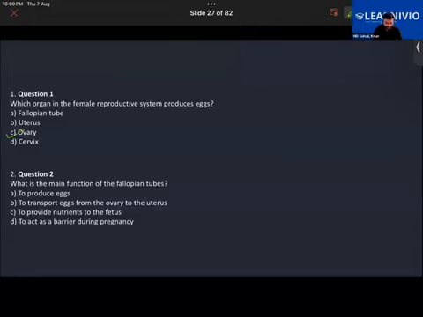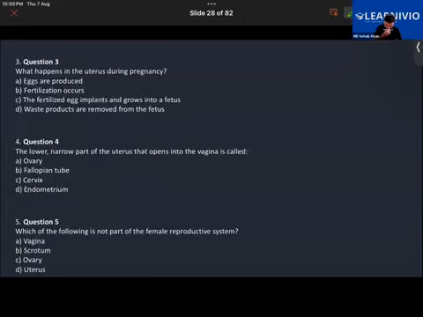Good. What is the main function of the fallopian tube? Here, Priyanka, that's correct. To transport eggs from the ovary to the uterus. From the ovary to the uterus. Exactly. What happens in the uterus during pregnancy? In the uterus, the fertilized egg implants and grows into a fetus. Very good. So basically in this, the fertilized egg will grow and will later on develop into a fetus.